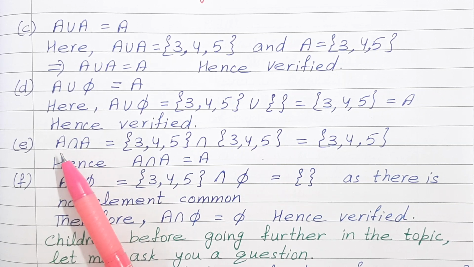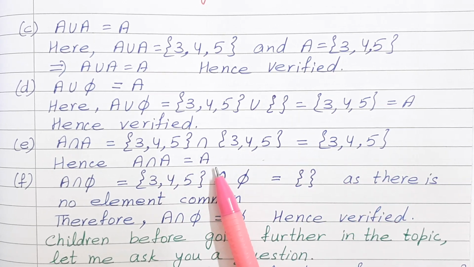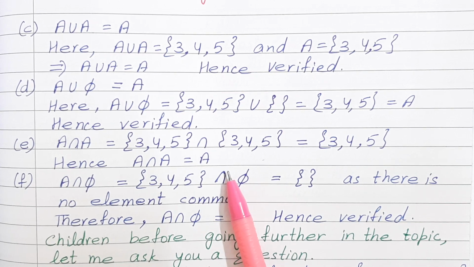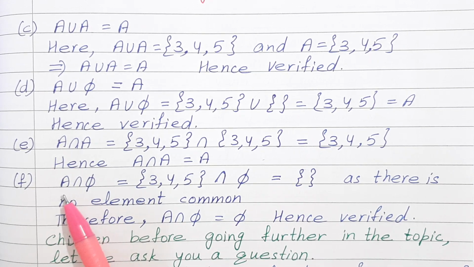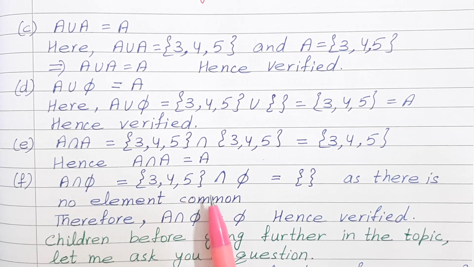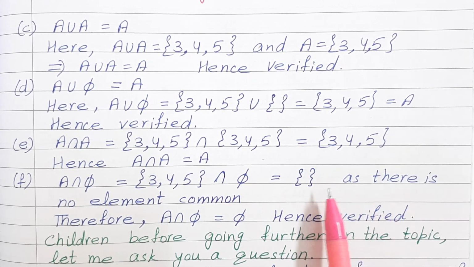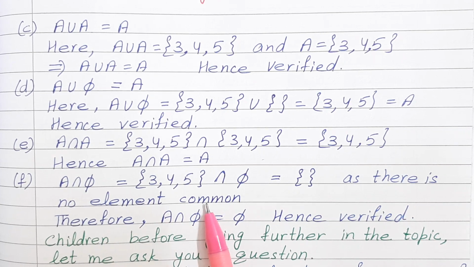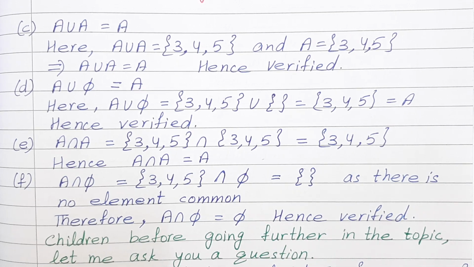Now, next is A intersection A. Now, children, A intersection A will also be the same as A, that is 3, 4 and 5. Hence, verified. Children, we just need to write the steps and show how they are equal, right? Now, the last one is A intersection phi. That is {3, 4, 5} intersection phi, right? Now, you know that phi is a null set. So, there is no element in common. So, therefore, A intersection phi is phi. Hence, verified. I hope you all have understood now.